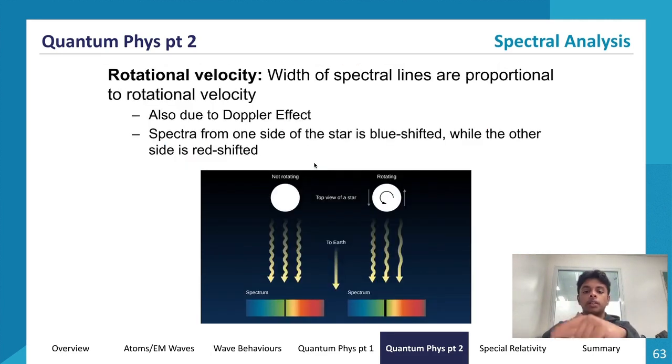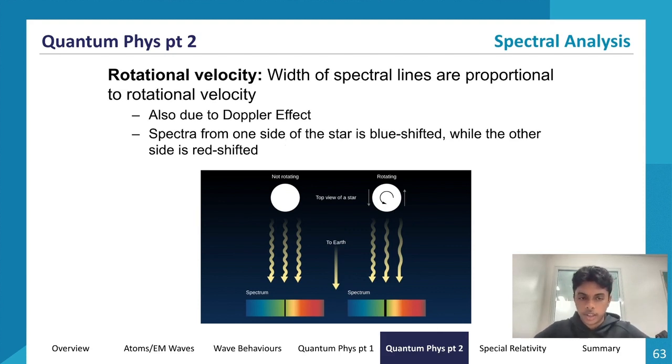So with rotational velocity, one side is coming closer to us, the other side is leaving us. If you can see here, what happens is the spectrum starts broadening. This is due to the Doppler effect as well. One half of the star experiences the Doppler effect, and the other half experiences the stretching of the wavelength as it's moving away from us. So the spectrum from one side of the star is blue shifted, while the other side of the star is red shifted, because one half is moving closer to us, the other half is moving away from us.